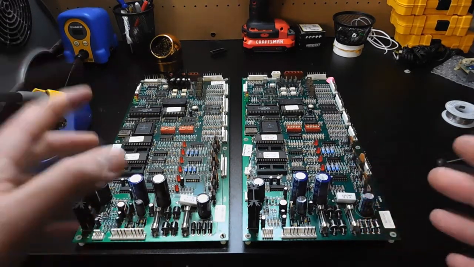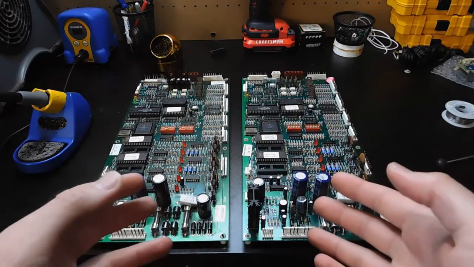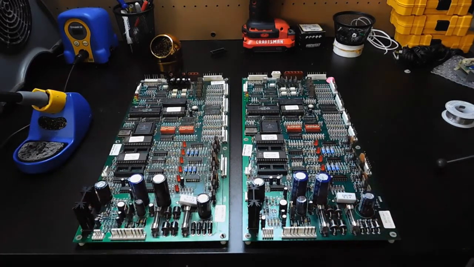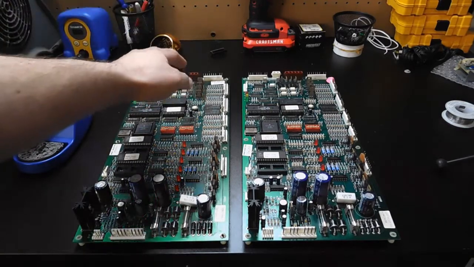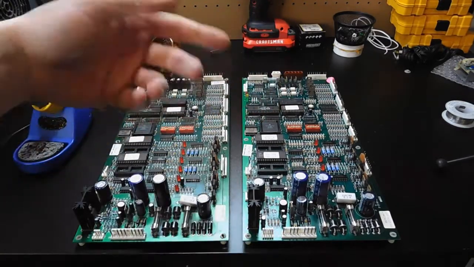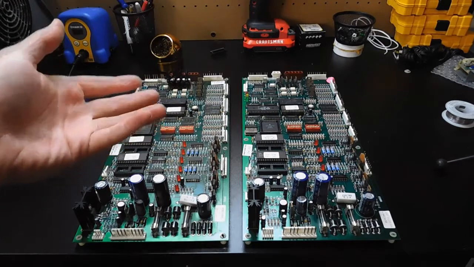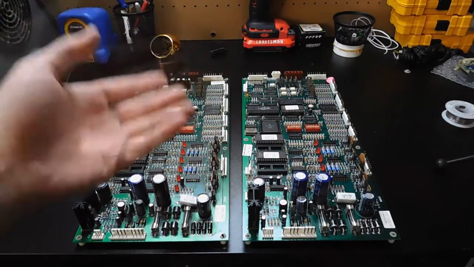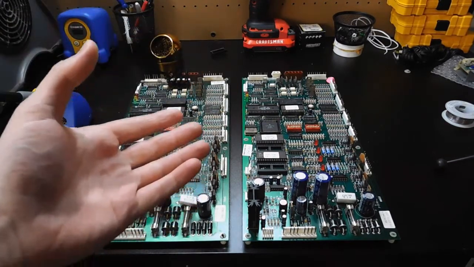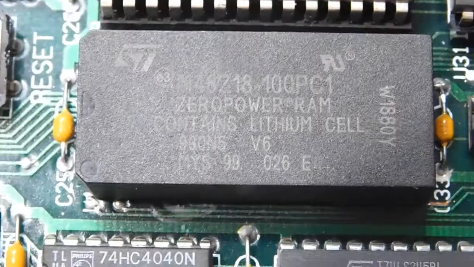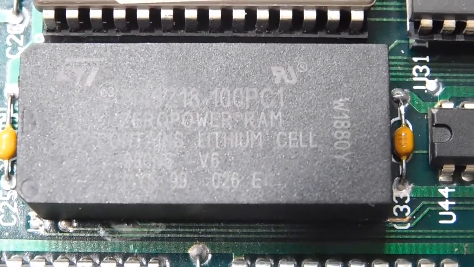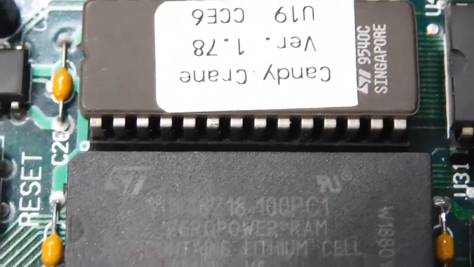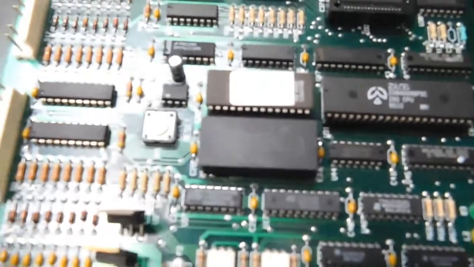So the problem that I had with both of these when I got them is that, there goes the air conditioning. When I got it, one of these would not save the settings, and the other one would. After a little while, neither of them would. So my first thought is there has to be something to do with the battery, and that battery has died. Contains lithium cell. That looks like our culprit. So I replaced this specific, I believe it's called SRAM.